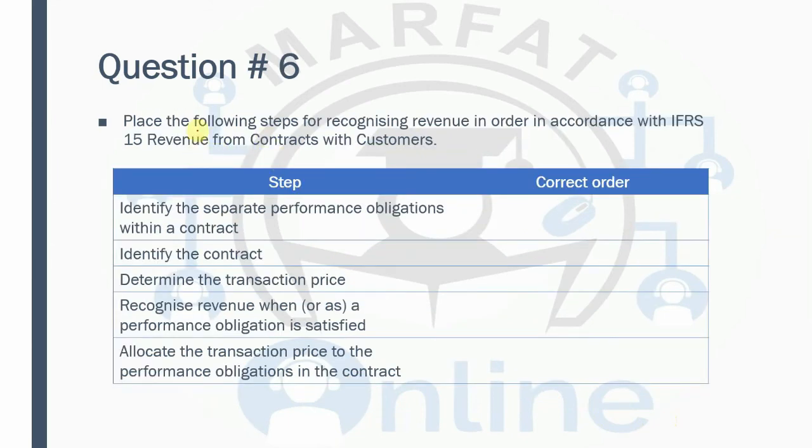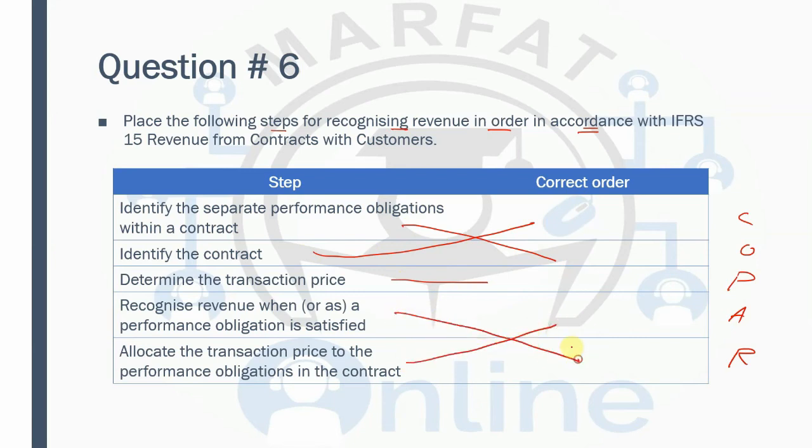Okay, now we have the easiest question. Place the following steps for recognizing revenue in accordance with IFRS 15. So we know COPAR. First of all, there should be a contract, that means identifying a contract. Then performance obligations. Then determining the transaction price. Then allocate the transaction price. And then the last step will be recognition of the revenue. In the computer-based exam, you just need to pick and drop in the correct order.